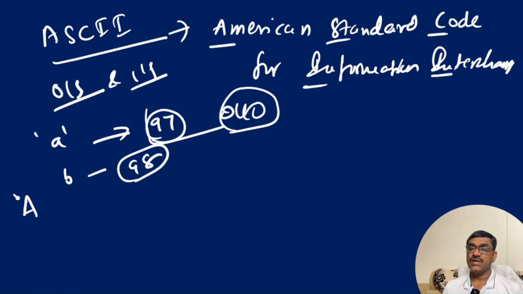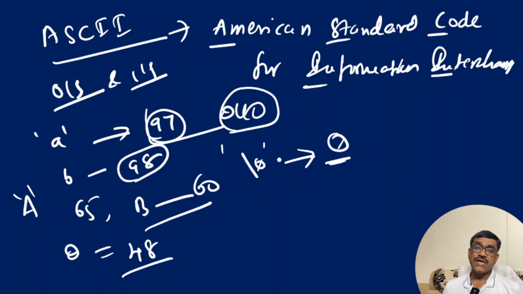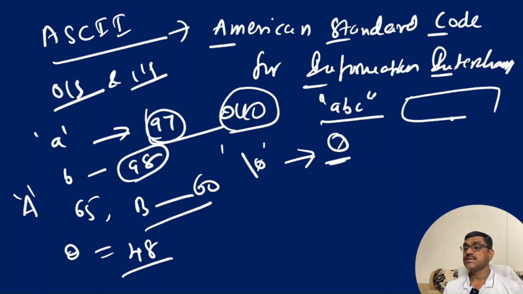Similarly, if you take the capital A, its ASCII value is 65, capital B 66. Likewise, 0 also has its own ASCII value, that is 48, whereas \0 is a null character, which has the ASCII value 0. Very, very important: what is the ASCII value of the null character? 0. So when we write the string "ABC" in double quotes, it is stored as A, B, C, and the last one is a null character in single quotes.